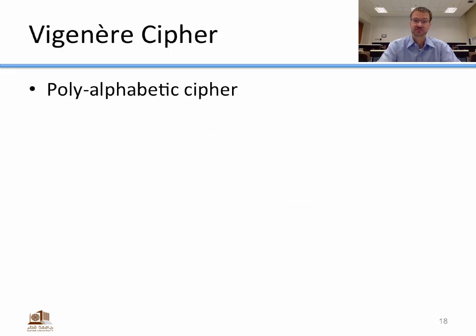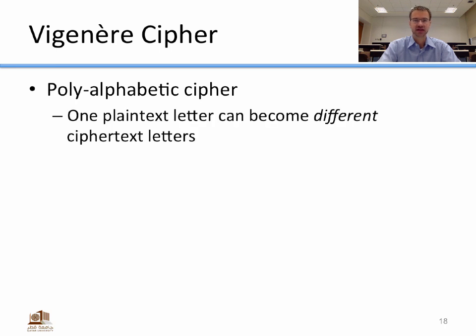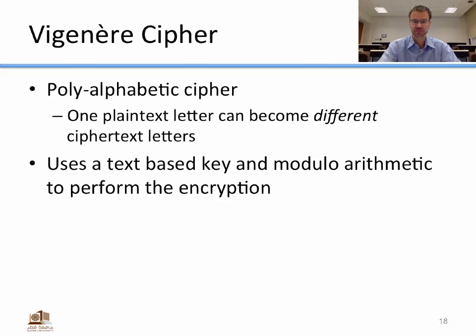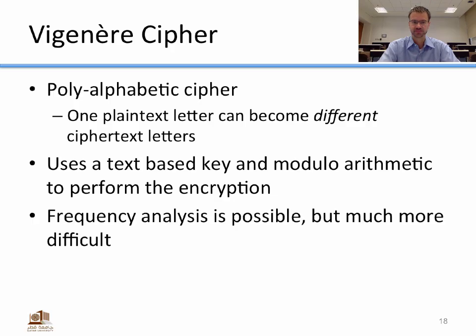Another cipher, I'll call it a strengthened version of a substitution cipher, is called a Vigenère cipher. And it's a type of polyalphabetic cipher. Polyalphabetic means that one plain text letter can become different ciphertext letters depending on where it is in the message. And in order to do this, we use a text-based key and some modulo arithmetic to perform the encryption. Frequency analysis is possible on a Vigenère cipher, but it's much, much more difficult. And it's a lot harder. You're not going to do this in a newspaper puzzle.